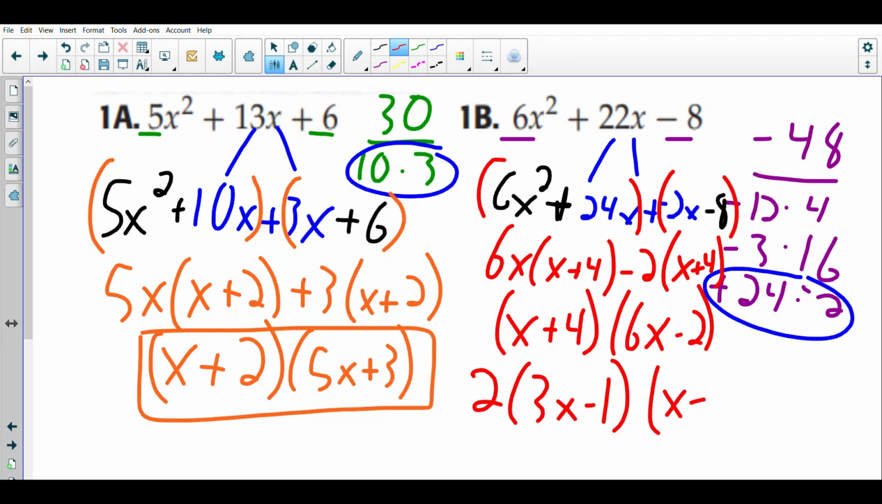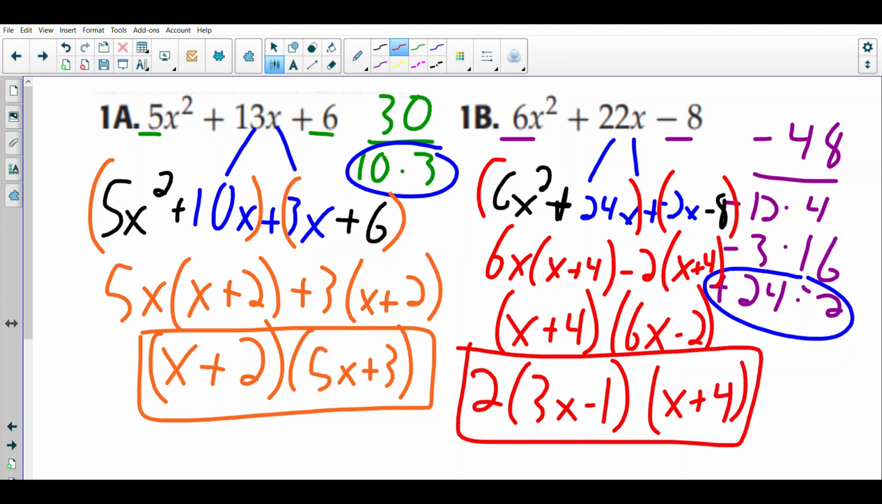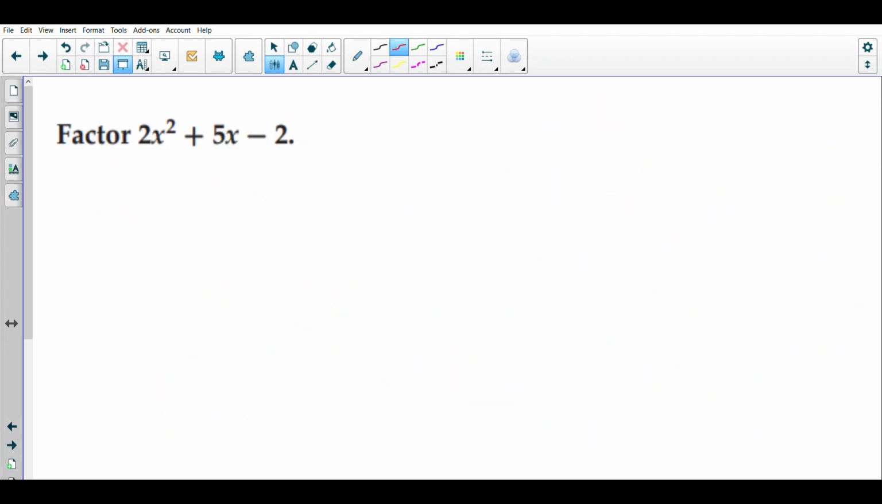So you might be able to factor just a little bit more, because if you look at the beginning, we could have taken a 2 out from 6x squared plus 22x minus 8. So we could have simplified it right away and worked with even smaller numbers. And that is always possible too. Okay, so let's factor this one.